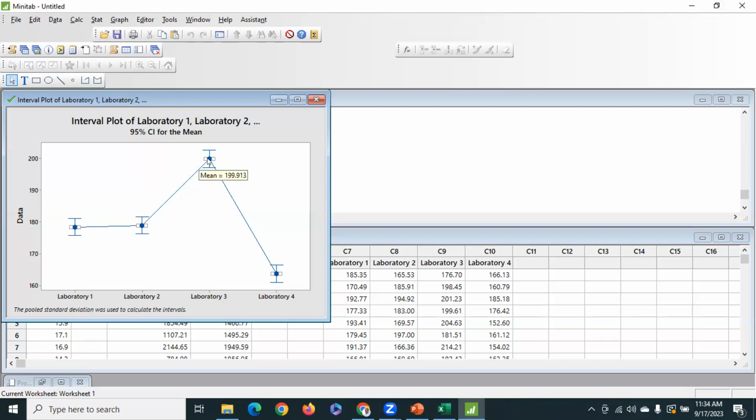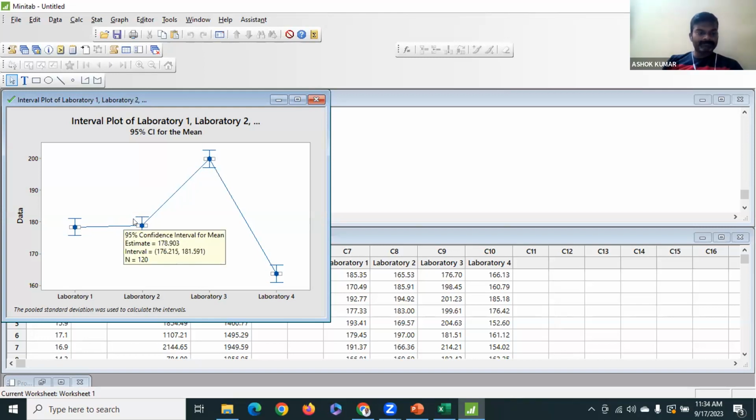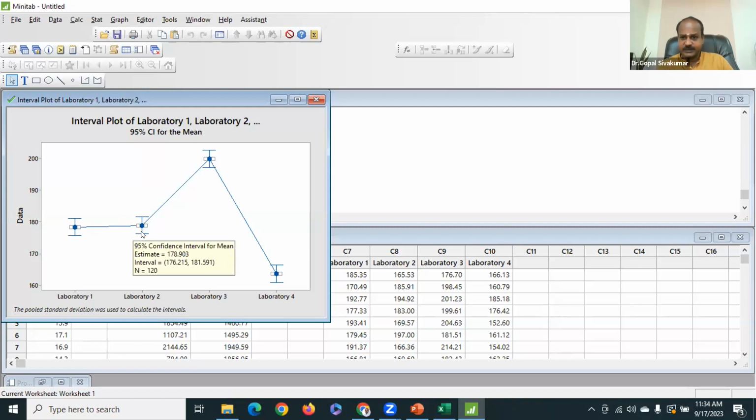Here, significantly higher time is consumed by laboratory 3. Am I right? Why do I now say significantly higher? Because this average is seen outside the confidence interval or confidence limits of all the other laboratories. Can you see that? What is this horizontal line? That is the line of significance. We call it the upper confidence limit. This is the lower confidence limit.